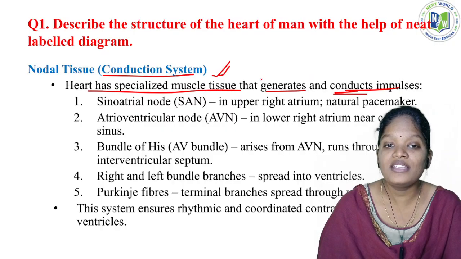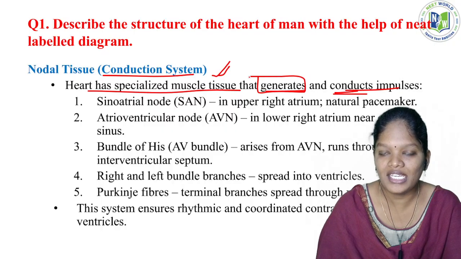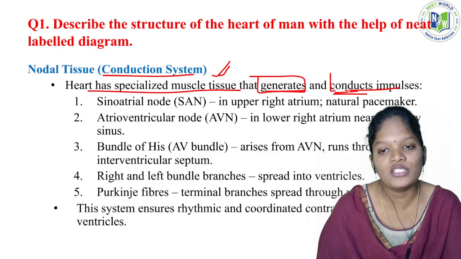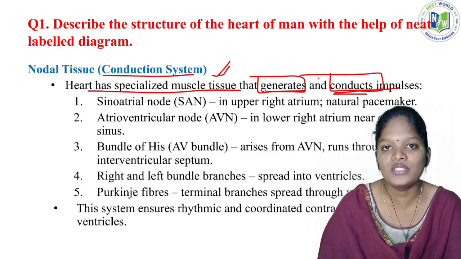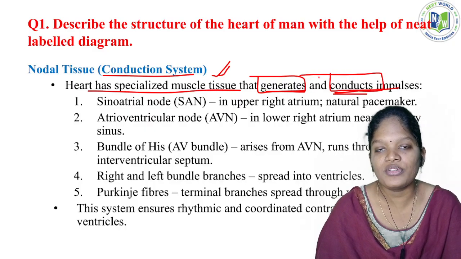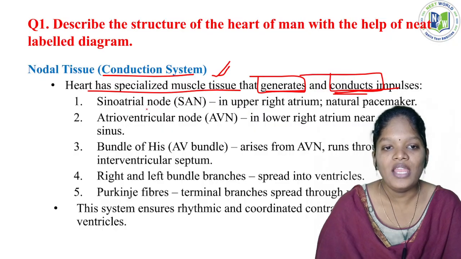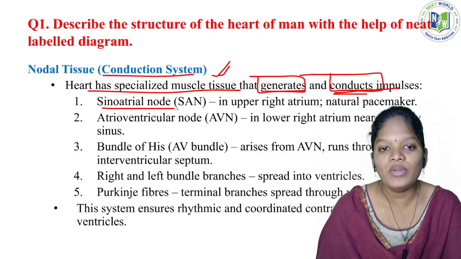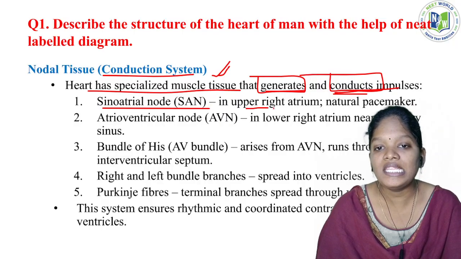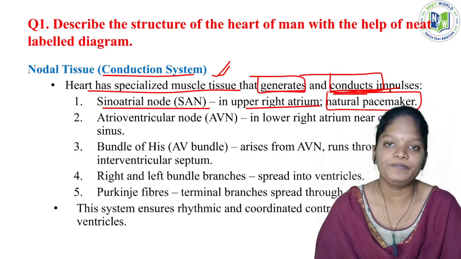See here, there are two important words. They are generating an impulse. They are not only generating, but also conducting. It is also involved in the conduction process besides the generation. Now the first one is the sinoatrial node, that is the SA node. This is present in the upper atrium. This is called the natural pacemaker.